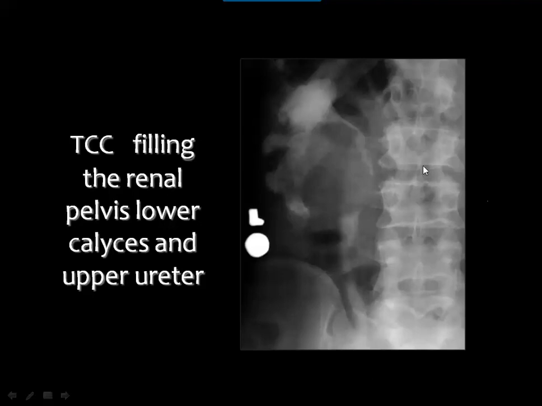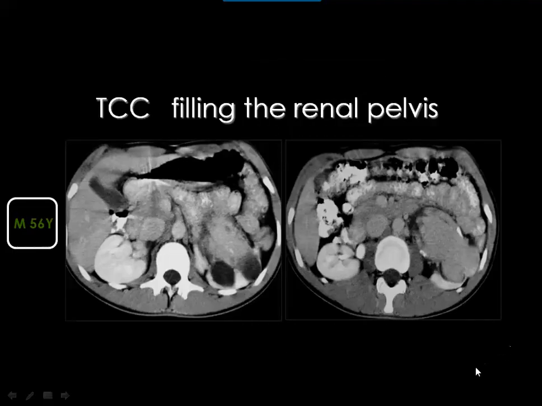This is an example. You see the renal pelvis by intravenous urography, and there is a huge mass involving the lower calyces as well as the renal pelvis and the upper part of the ureter. Diagnostic of transitional cell carcinoma.